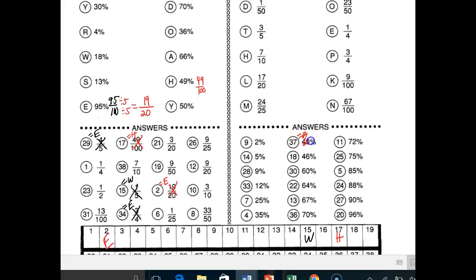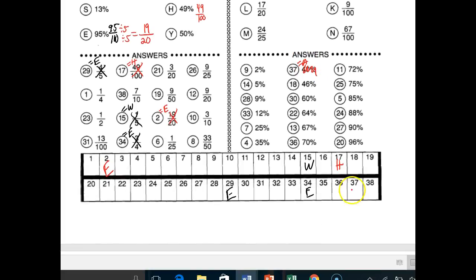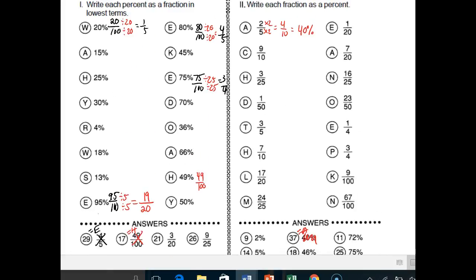So here's 40%. That's A. Cross it off. On 37, put an A. All right, let's do another one.